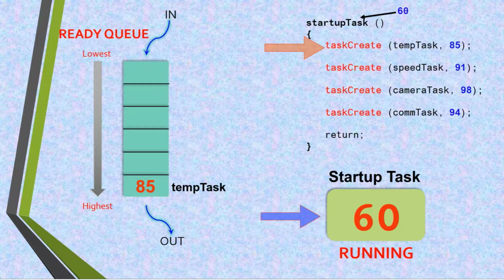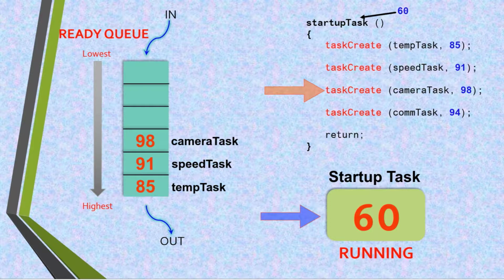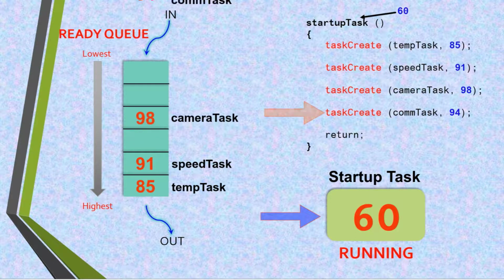The same thing happens with the other tasks we are going to create. The speed task, with priority 91, is also created and put into the ready queue as it is lesser priority than the currently running task. Then the camera task with priority 98 is also created and put into the ready queue because it is also a lesser priority than the currently running startup task. And finally, the communication task with priority 94. At this point of time, you see how the ready queue looks.